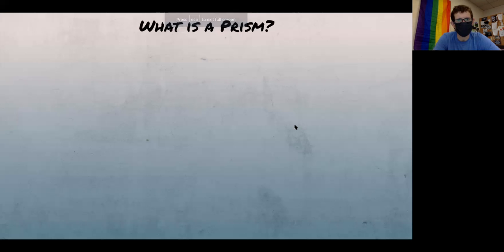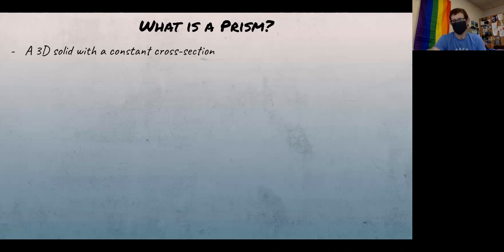So let's look at this. First of all, we need to know what a prism is. A prism is a 3D solid with a constant cross section. And first, let me show you what is not a prism, which would be a pyramid. So if I start off with a triangle right here, I can draw a pyramid.